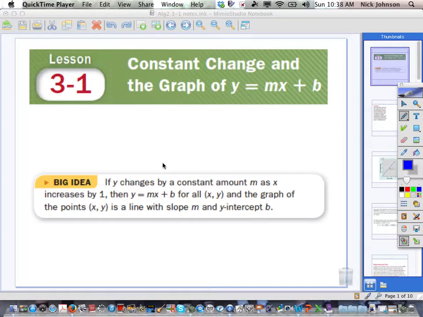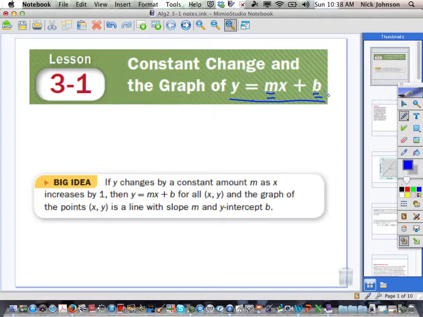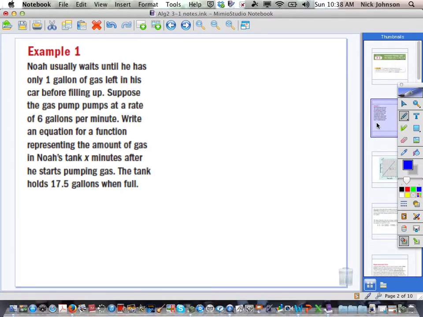Today what we're going to talk about is lesson 3-1, constant change, and the graph of y equals mx plus b. Should be a review, especially from Algebra 1 and geometry. This is a slope-intercept equation. Slope is m, y-intercept is b. If y changes by a constant amount m as x increases by 1, then y equals mx plus b for all x, y, and the graph of the points x, y is a line with slope m and y-intercept b.